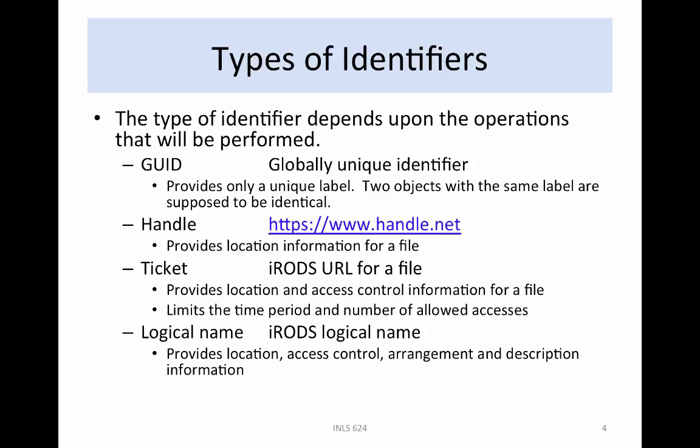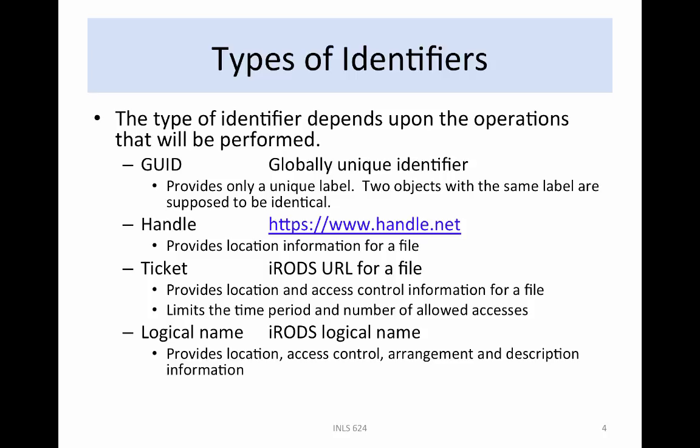Handle. This provides storage location information along with a unique identifier. Information about the handle system is available at handle.net. A unique URI can be constructed for each handle, enabling access. Ticket. The iRODS data grid can construct a URL for a file or collection that contains both storage location information and access control information. The URL can be used for a limited time period or for a limited number of allowed accesses.